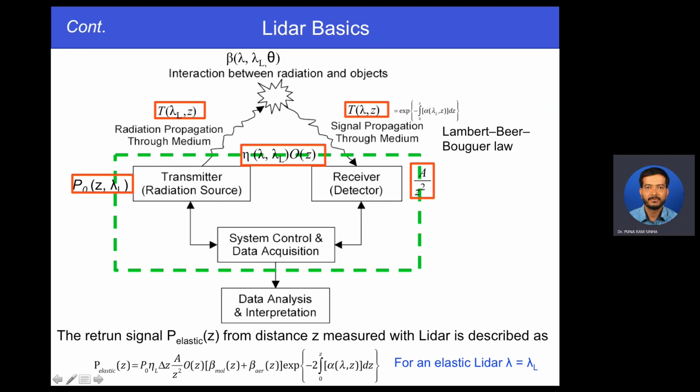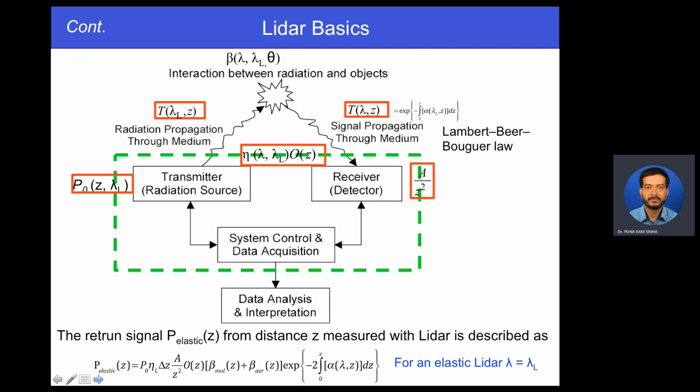So we have defined different terminology here. This is the transmittance, which I have expressed over here as a function of z. On the way to the object, and from the object back to the receiver, we have transmission terms two times, and then the lidar equation using this block diagram can be expressed as shown over here.